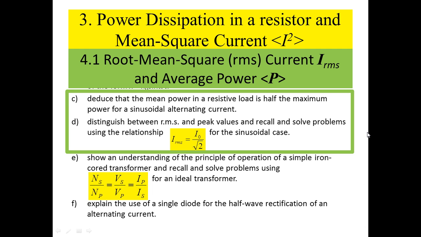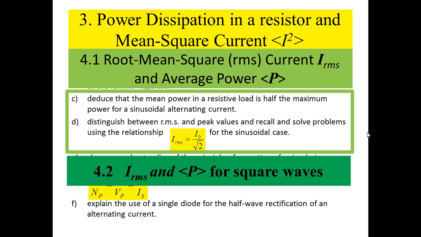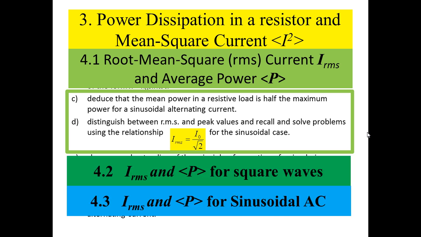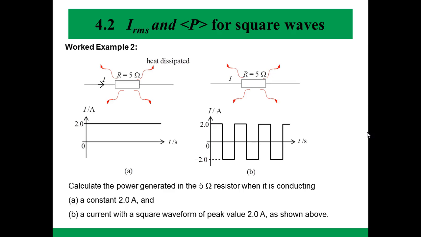Hi, in the previous video, we discovered what a root mean square current and average power are. In this video, we'll be talking about these two concepts for square waves and for sinusoidal AC. Let's look at example number 2.